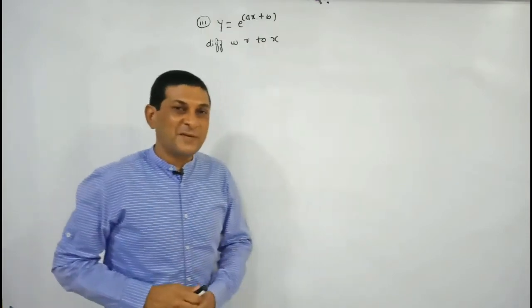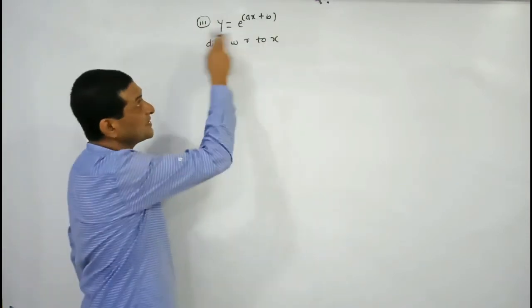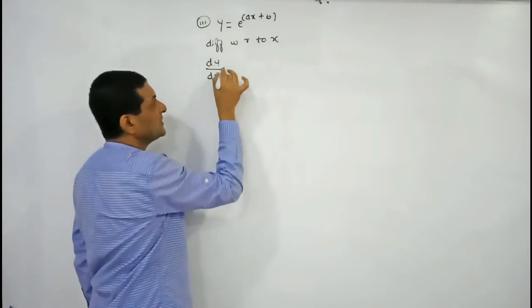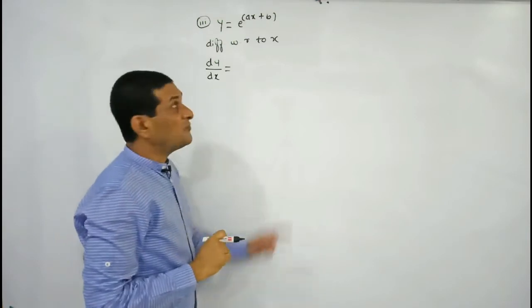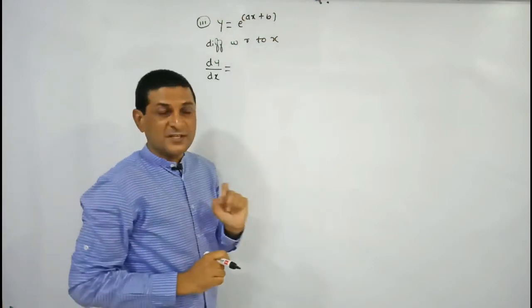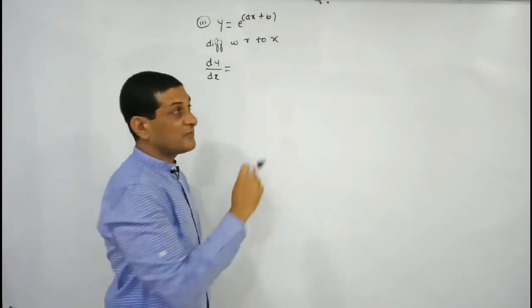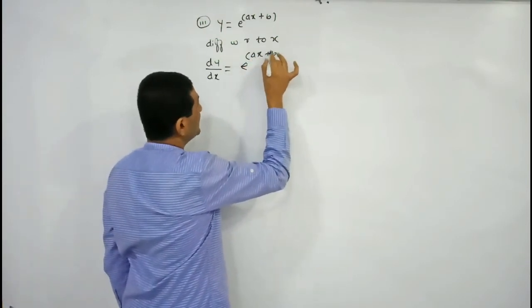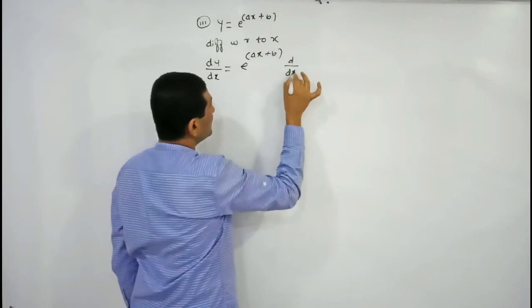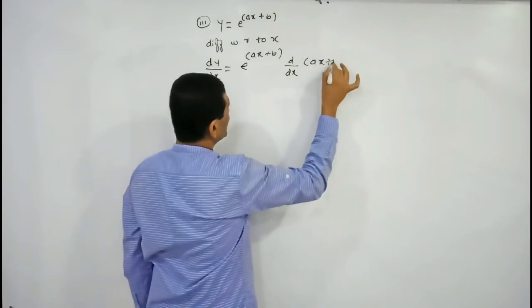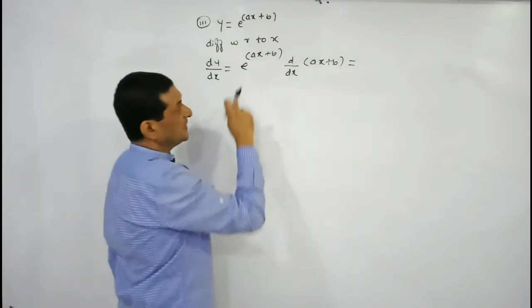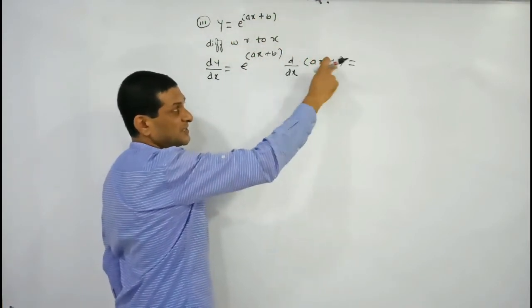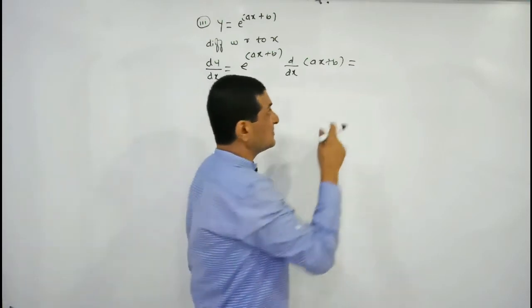Now see the example number 3. In this example, this is the given function. We are differentiating it with respect to x. So dy upon dx will be equals to. So is it in the form of e raised to power f of x? Yes. And what is derivative of e raised to power f of x? Will be e raised to power f of x into derivative of f of x. What is f of x? ax plus b, into derivative of ax plus b. Let us simplify it.